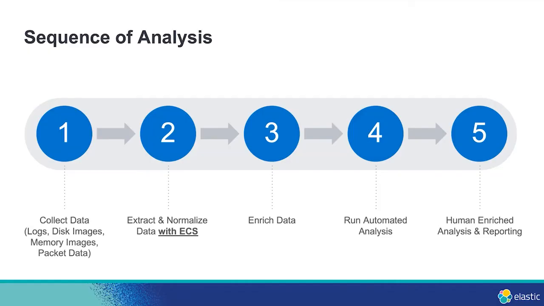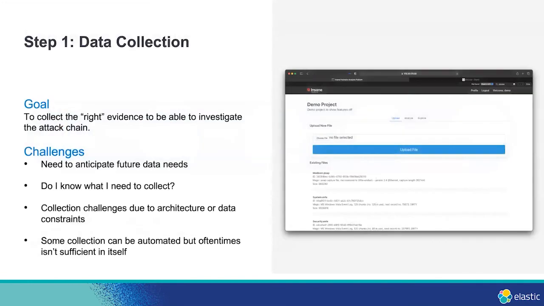Getting towards the end of my talk, I'm going to talk through how we generally approach this problem that I've been talking through. We'll talk about collection, extraction, and normalization. We do use Elastic Common Schema, and I'll go into a little bit of that for those who might not be as familiar. Then enrichment, where we run automated analysis and then human analysis. Each step along the way builds on the others.